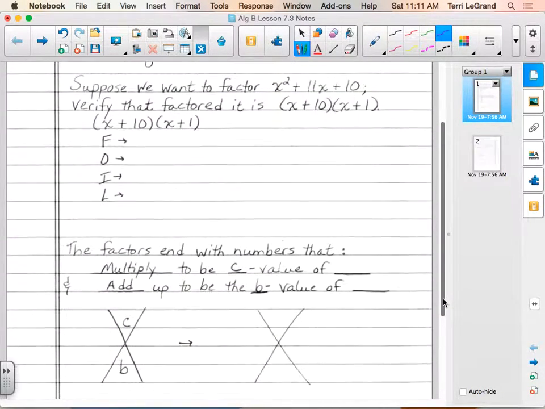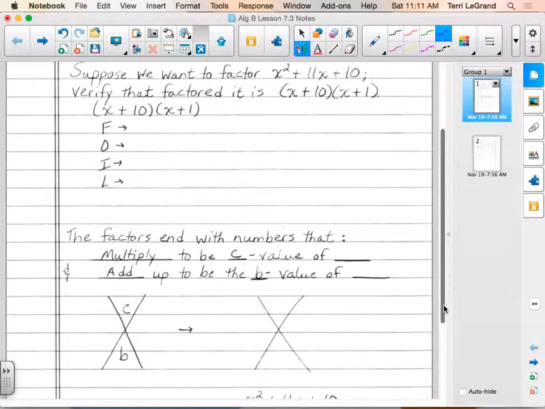So suppose we want to factor x squared plus 11x plus 10. In other words, that's the product of some multiplication. And I'm telling you that its factors are x plus 10 times x plus 1. So I'm saying those two binomials are the factors of x squared plus 11x plus 10. Let's verify that by doing the multiplication that we have learned how to do, the foiling.